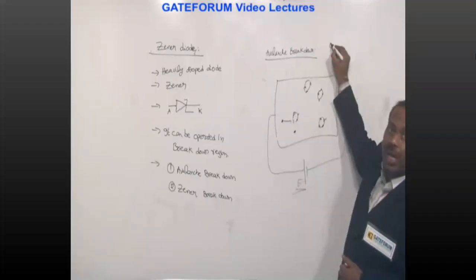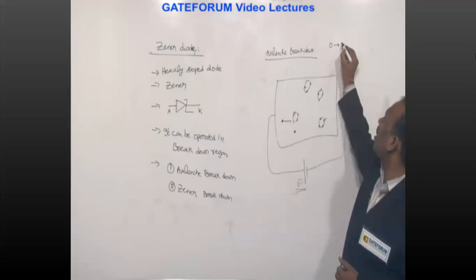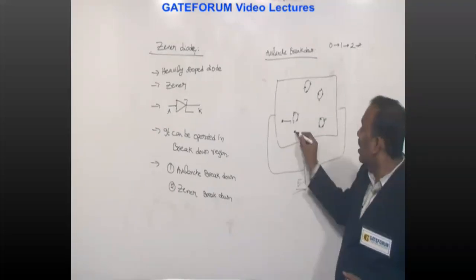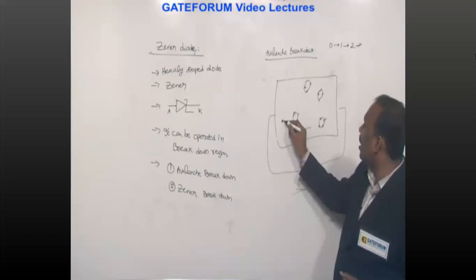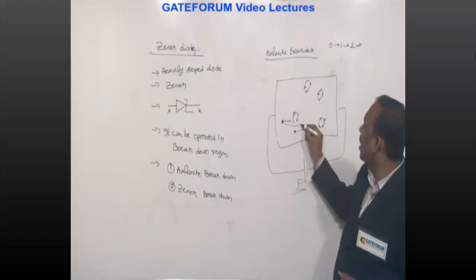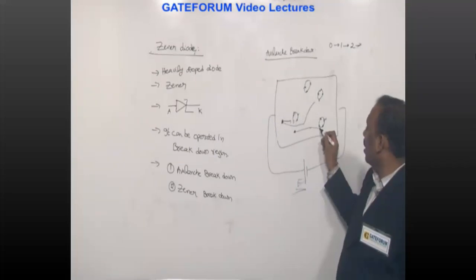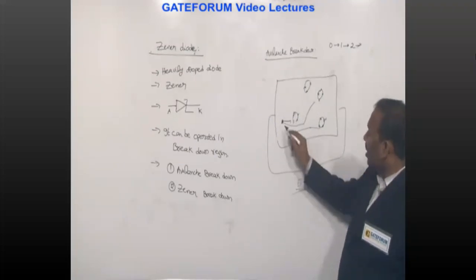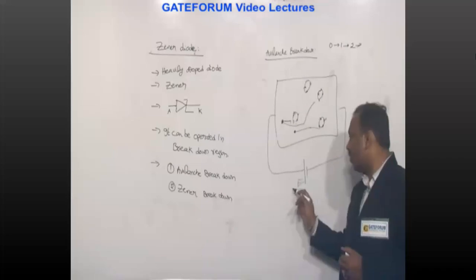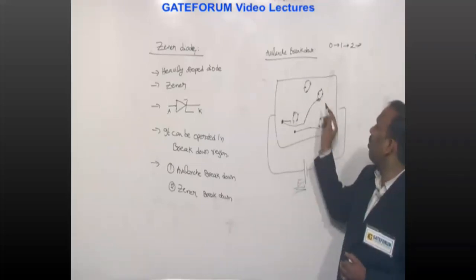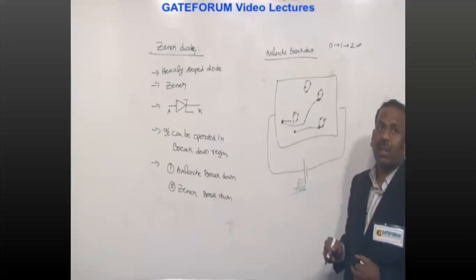Initially we started with zero free electrons, then they became one, and the one became two. Now this one acquires energy, and this one also acquires energy. Let us suppose it's free and randomly moving, so it moves like this, and like this. This one also acquires energy from the field, and once again acquires energy. Therefore it will move like this and bombard with another atom.